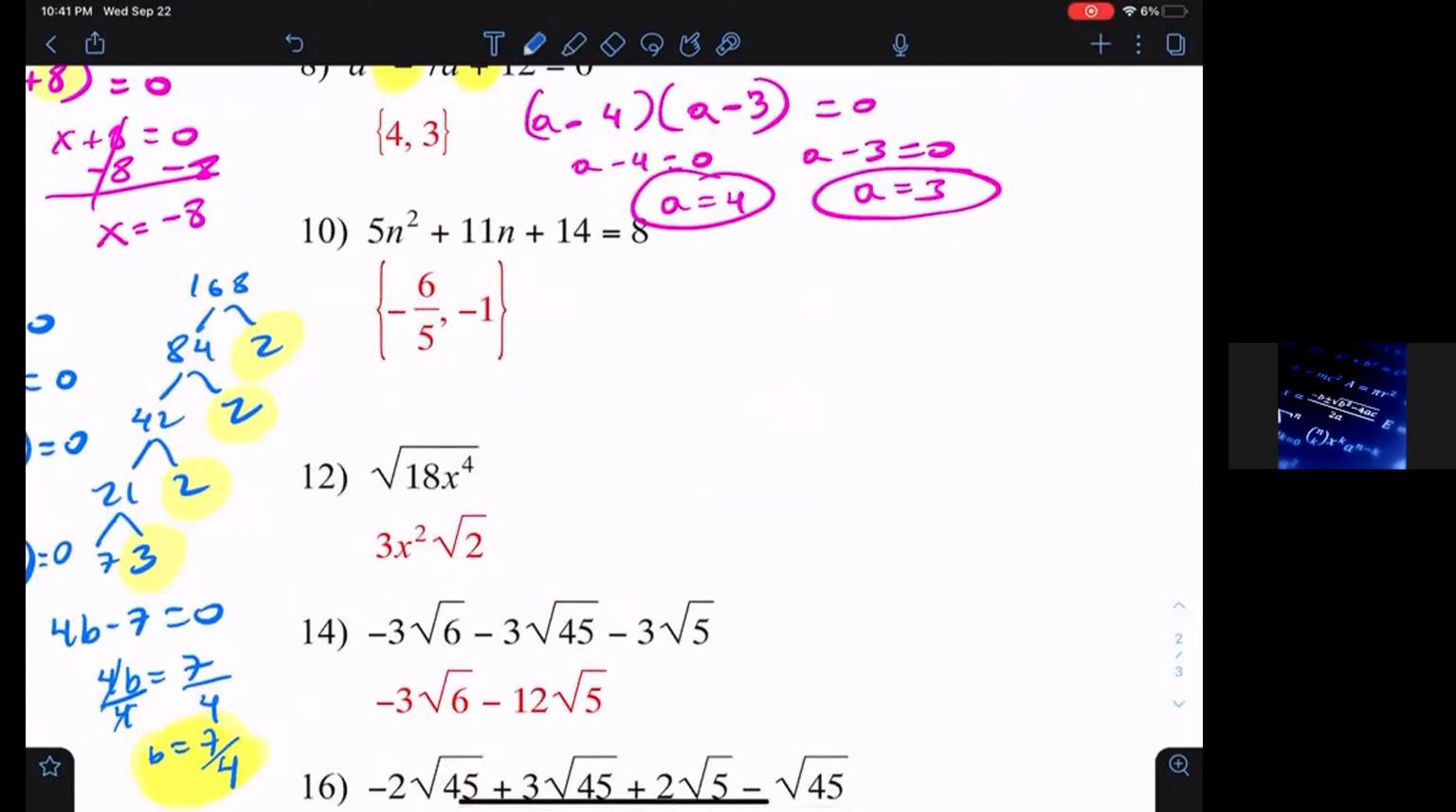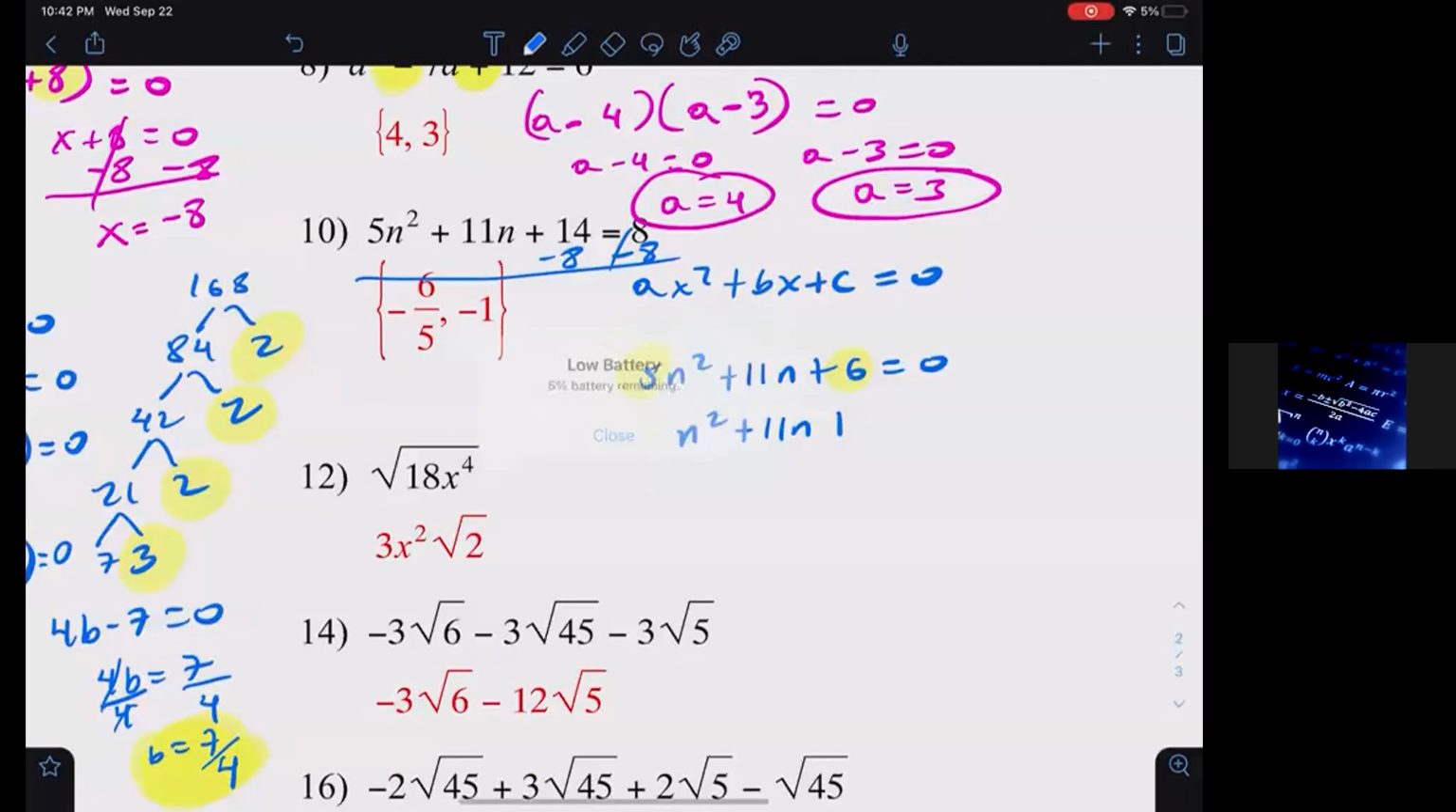So here I have to do the AC method again, right? But before I do the AC method, I need to write it in standard form. So I need to subtract negative a on both sides. So this cancels out, and 5n squared plus 11n plus 6 equals 0. I need to do the AC method, so I need to multiply these two together. So this is going to be n squared plus 11n plus 30 equals 0.